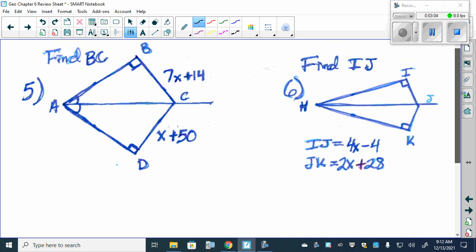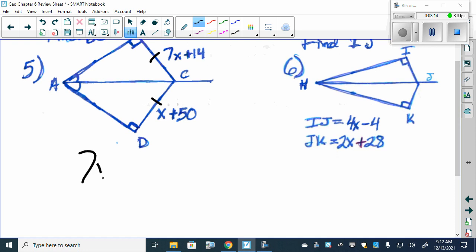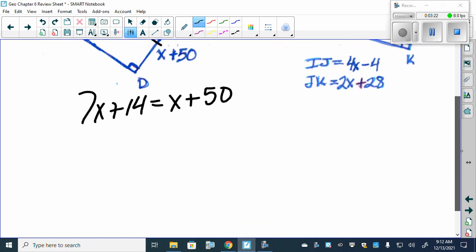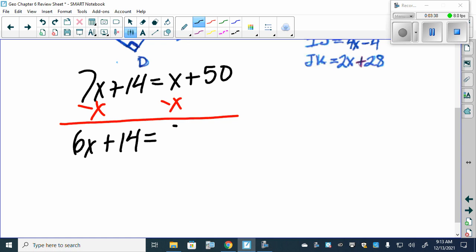So we can look at number 5. Now, given this setup, we can say that these two lengths are going to be the same. So 7x plus 14 is going to equal x plus 50. Now we can solve for the value of x and then plug it back in. So the first thing we could do is subtract x from both sides, telling us that 6x plus 14 is equal to 50.